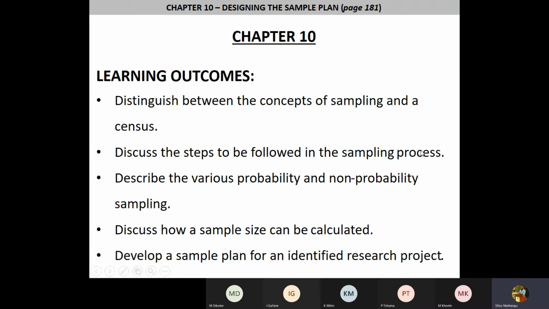Most of our time in this learning unit will be spent discussing the steps that are followed in the sampling process. Looking into these steps, we have to indicate whether we'll be using probability or non-probability sampling. The sample size is also part of the steps. So in other words, we'll be looking at the first and second learning outcomes, and we'll be able to cover the overall objectives of the chapter.